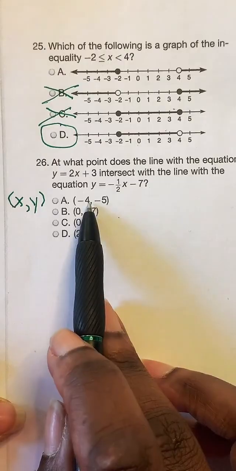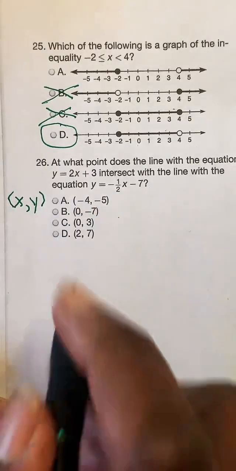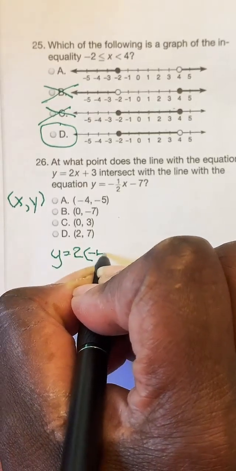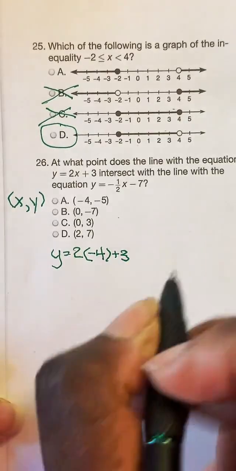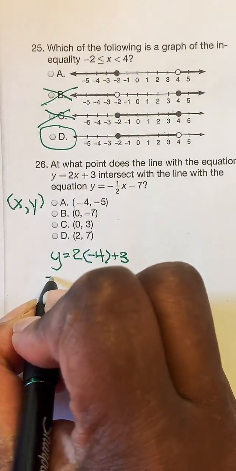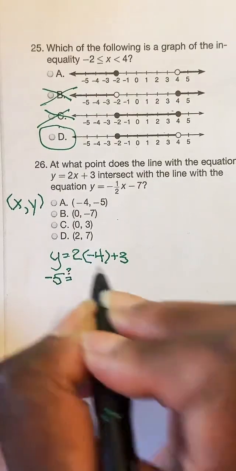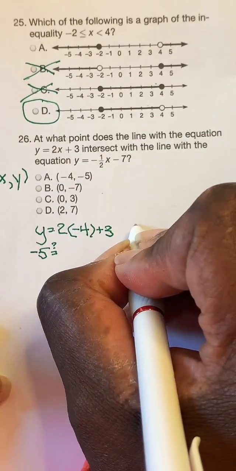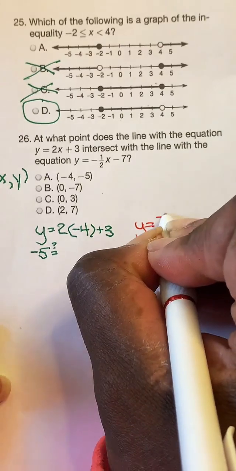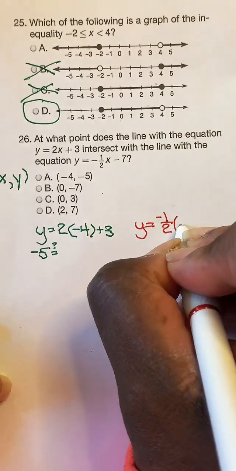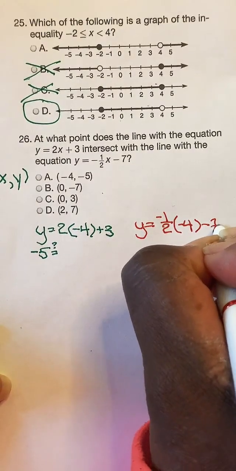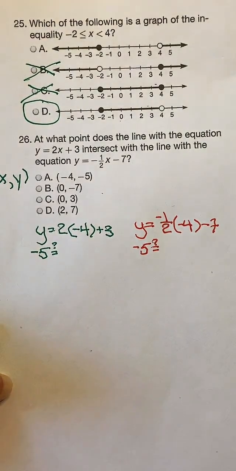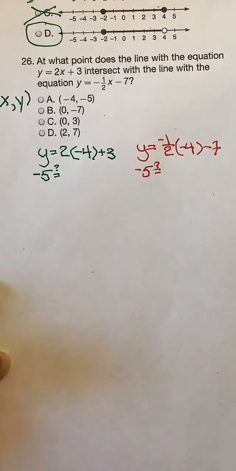So if you wanted to, you could plug in, let's just try it. I can do my y equals 2 times negative 4 plus 3, to see if this will give me an answer of negative 5. I'm going to put a little question mark here. And then if I went with the other equation, it will give me y equals negative 1 half, my x was negative 4, minus 7. And again, we want to see if that will give me a negative 5. So let's do what's in green. Let's see what we can get.